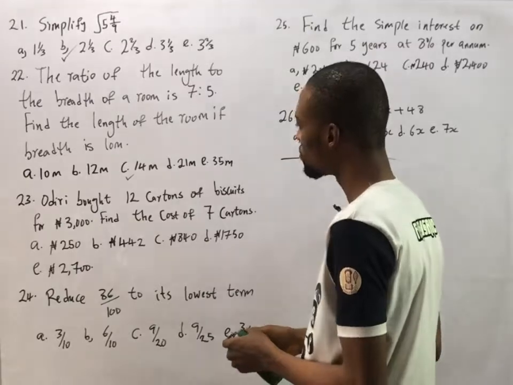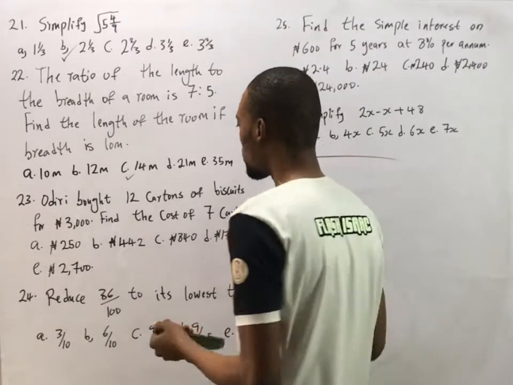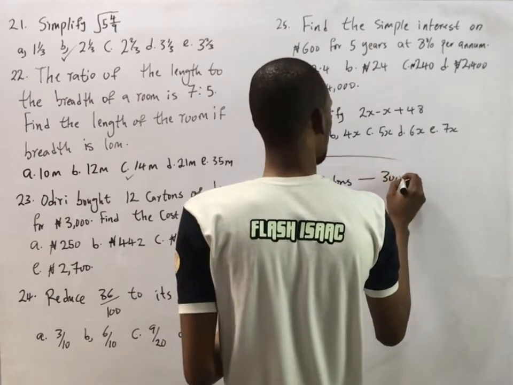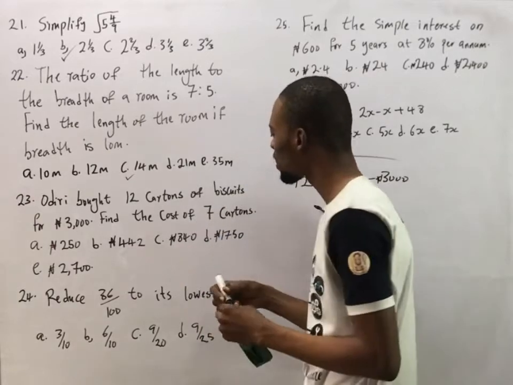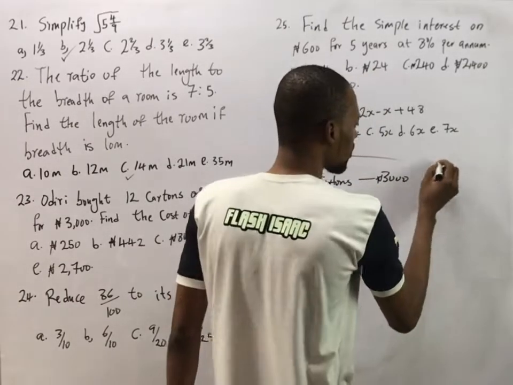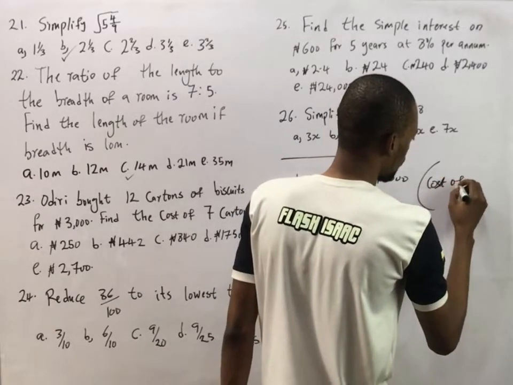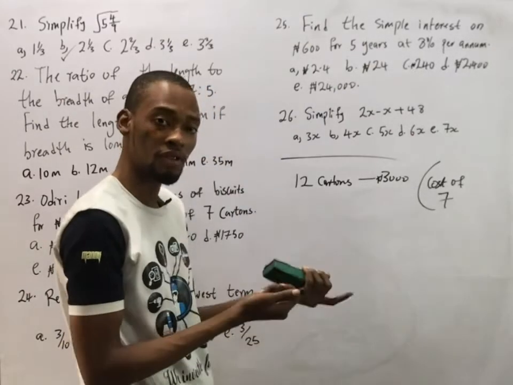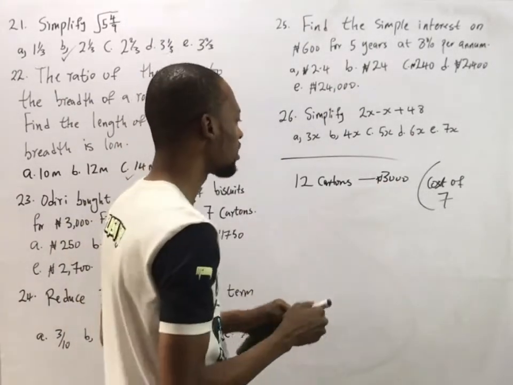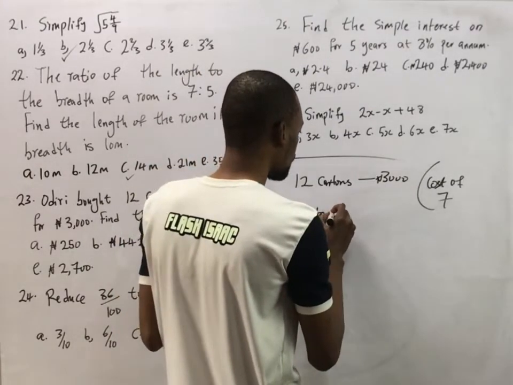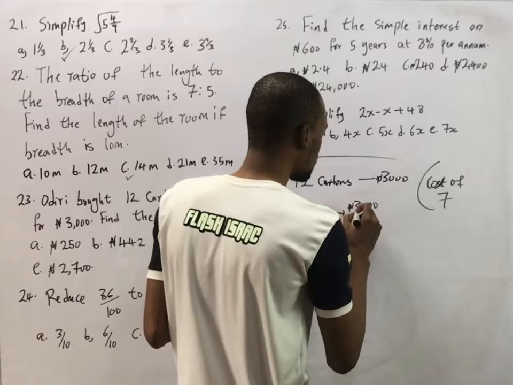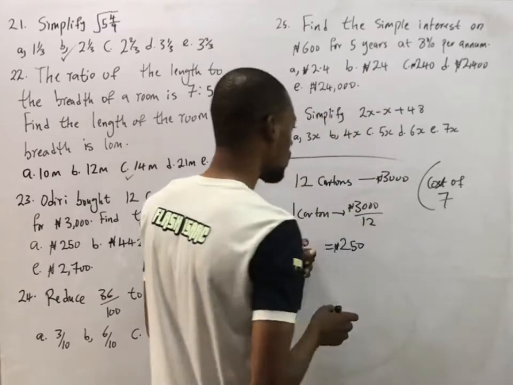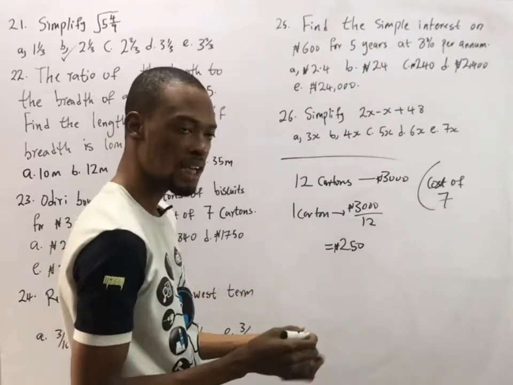Odiri bought 12 cartons of biscuit for 3,000 naira. So 12 cartons is 3,000 naira. It says find the cost of 7 cartons. So we are looking for the cost of 7. Before looking at cost of 7, why not just let us look for the cost of 1 first? So if 12 cartons is 3,000, then 1 carton is simply 3,000 naira divided by 12. This will give you 250. So 1 carton is 250 naira.